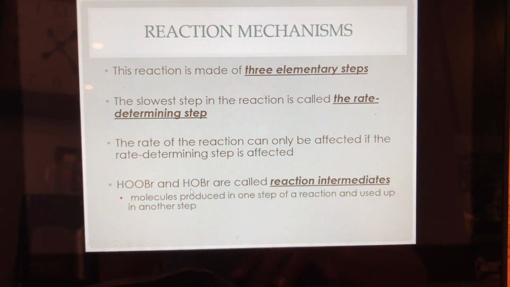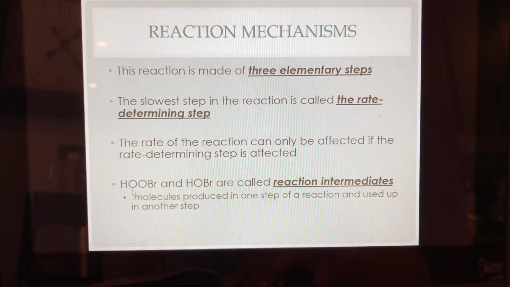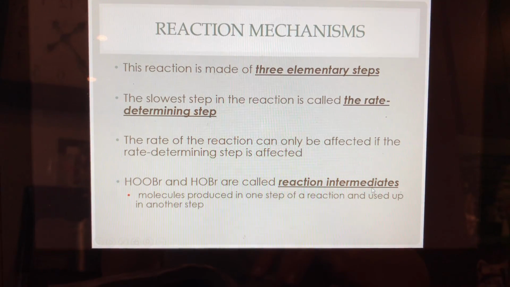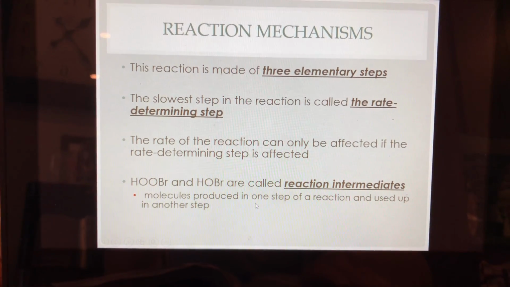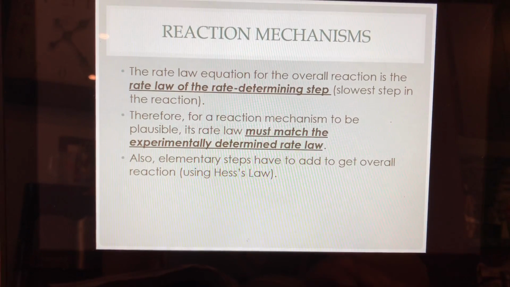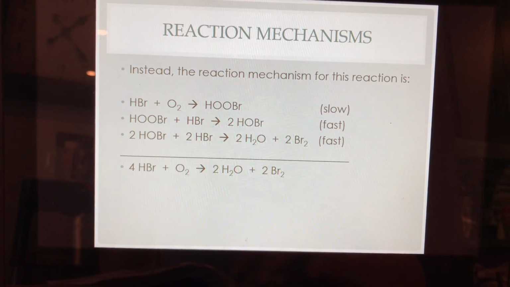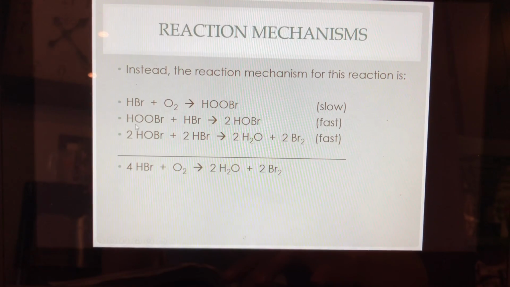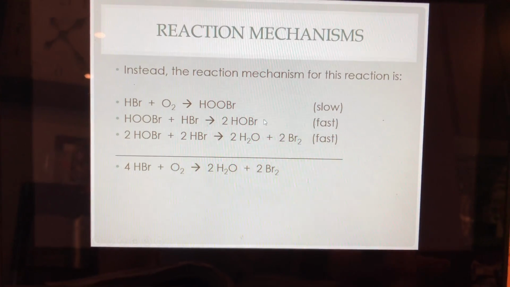Whatever is not shown in the overall reaction, which are HOOBr and HOBr, they're called reaction intermediates because they're produced in one step of the reaction and they're used up in the other step. So that's shown right here. So these are crossed out. This one and this one are crossed out, so it's called a reaction intermediate.